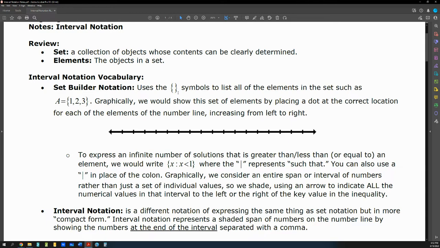Graphically, we would show this as the set of elements by placing a dot at the correct location for each of the elements on the number line, increasing from left to right. So if I have my number line here and I would call the center 0, we can plot 1, 2, and 3 as just the single points on that number line. So there are only 3 elements in this set, so there are only 3 dots on our number line.